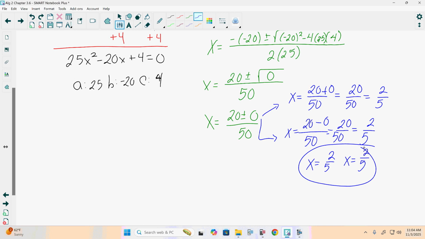So the solution for this is 2/5. We do have it twice, so we still have two solutions. They're just not unique solutions. They're not different values, because we can have the same value twice.